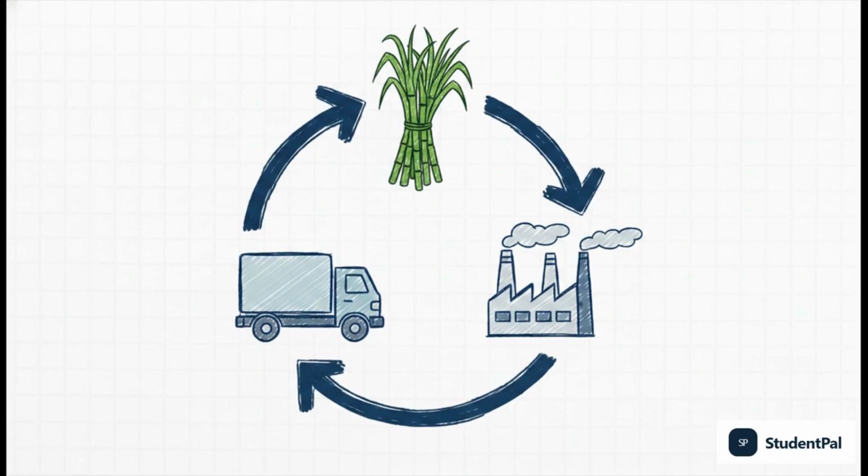Remember the textbook example? If farmers refuse to sell sugarcane, which is the primary sector, the sugar mills in the secondary sector have to shut down entirely. And neither of them can function without the trucks and trains from the tertiary sector. They rely on each other completely.